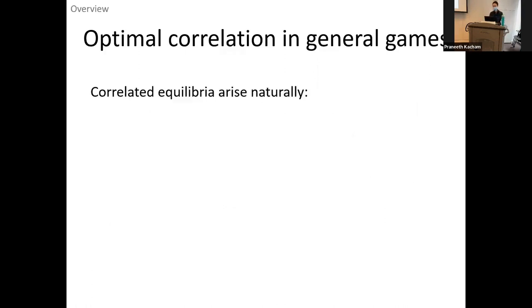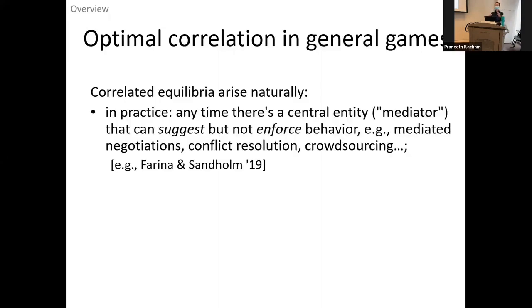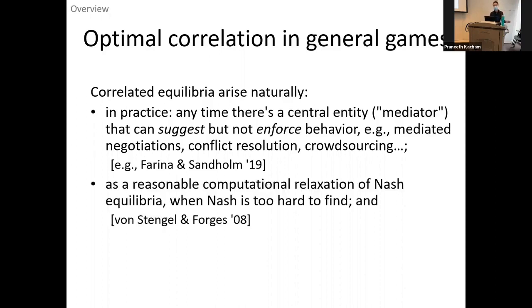Correlated equilibria also arise quite naturally in practice, anytime that there's a central entity, say that we'll call a mediator, that can suggest but not enforce behavior. For example, negotiations, conflict resolution, crowdsourcing applications, things like this. The first motivation for correlated equilibrium was actually as a relaxation of Nash. When Nash is too hard to find, which it very often is in these general sum games, we want some relaxation that is computationally tractable, and correlated equilibrium arises as a very natural relaxation in this setting because it has a lot of nice properties.